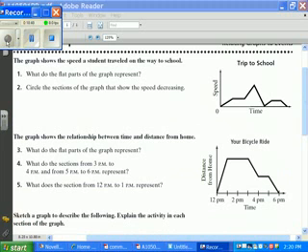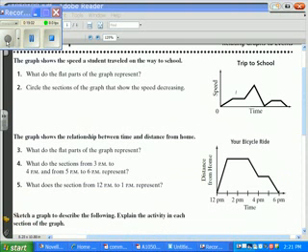Mr. Grippy, can you tell me what is going on at the flat sections of this graph? The car is keeping a steady pace. Very good. So the speedometer is not changing. You're going the same speed at these flat pieces here. Okay, so your speed is not changing.